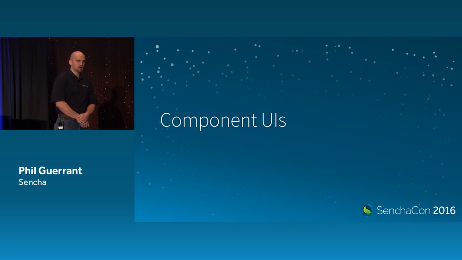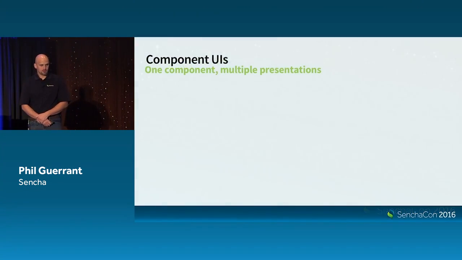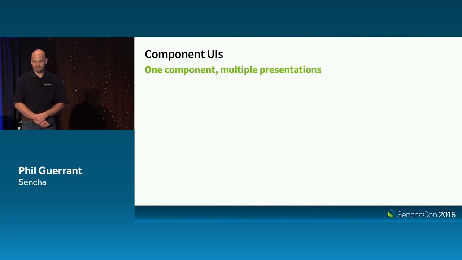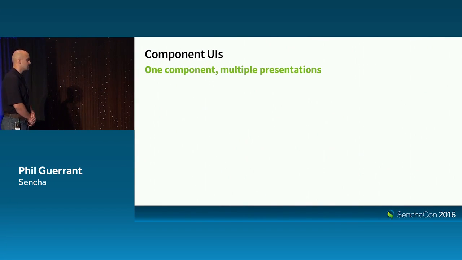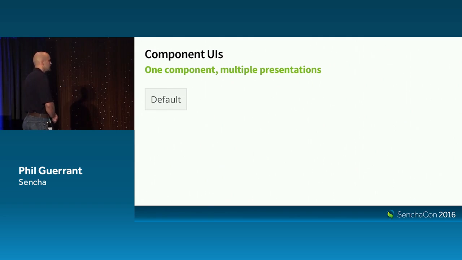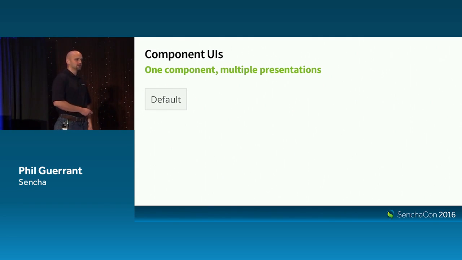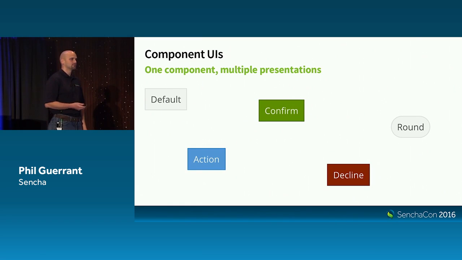Let's talk about component UIs. So what are they? It's a way to have multiple presentations or appearances for a single component. So in the Triton theme, our default button looks something like this. And you can also have many other kinds of buttons. These are just different appearances of the button. They're not subclasses of button. They're just different ways we can present that same button class. So we could have an action, a confirm, decline, even a round.